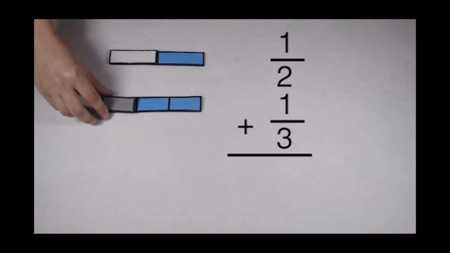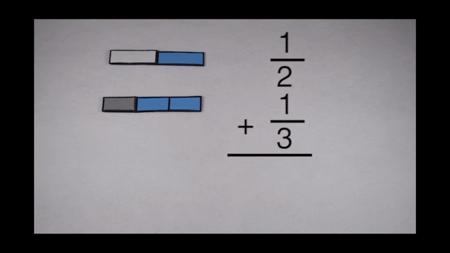This means we need to find a common denominator for both of them so that everything can be broken down into equal sized pieces. Our common denominator is going to come from finding the least common multiple of 2 and 3. Multiples come from multiplying our denominator by another value to get a product.